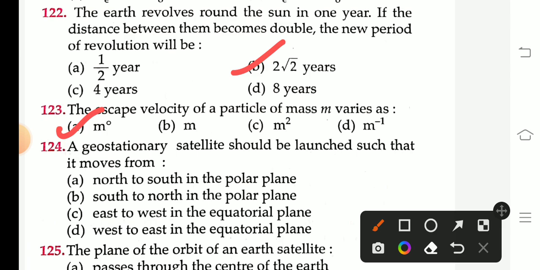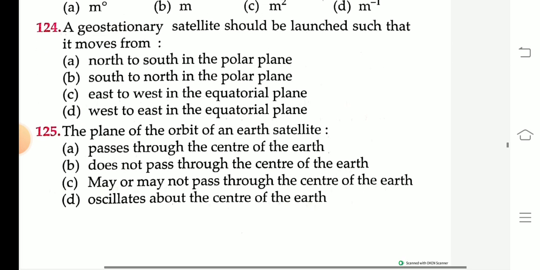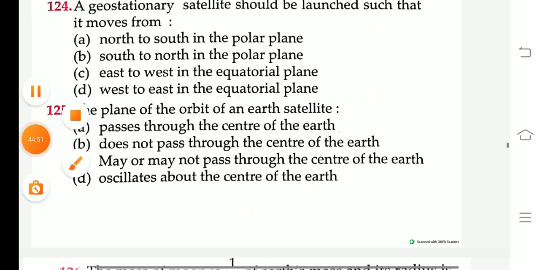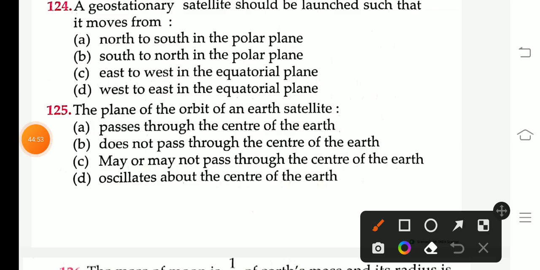A geostationary satellite should be launched such that it moves from west to east in the equatorial plane. The plane of the orbit of an Earth satellite passes through the center of the Earth.